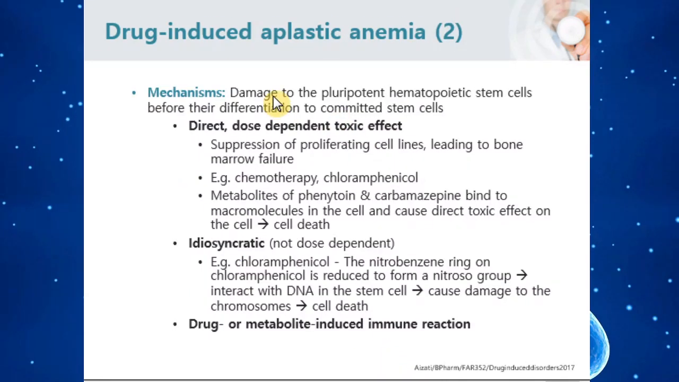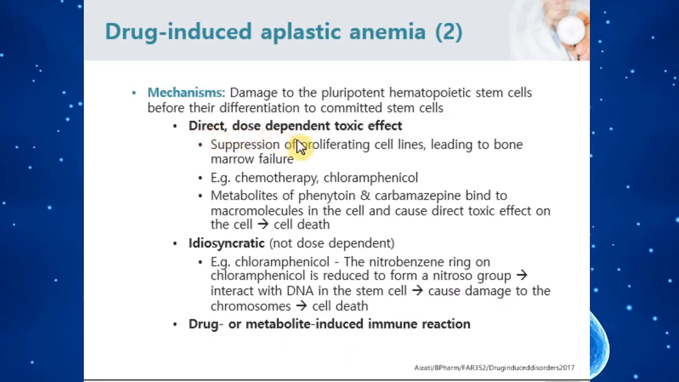The mechanism can be one of these 3 mechanisms. Basically, there is damage to the hematopoietic stem cells before their differentiation to the committed stem cells, and it can act through a direct dose-dependent toxic effect, idiosyncratic, or drug or metabolite induced immune reaction.